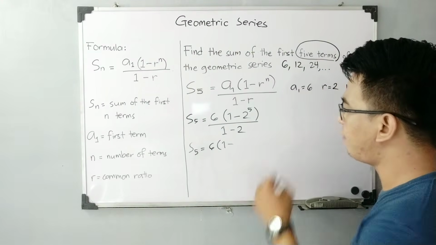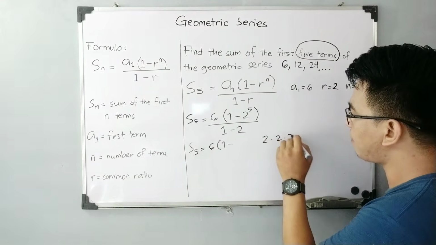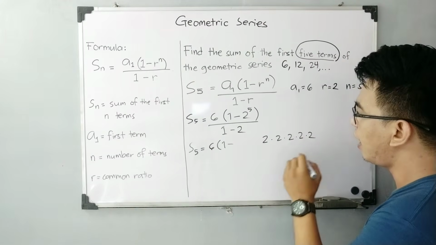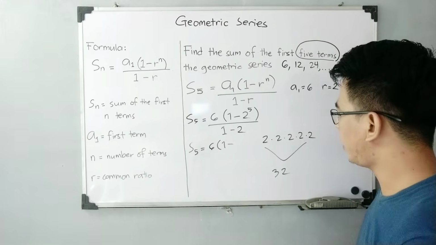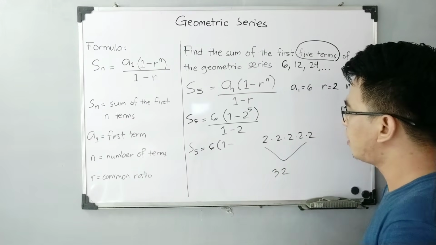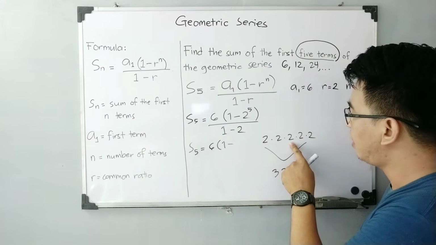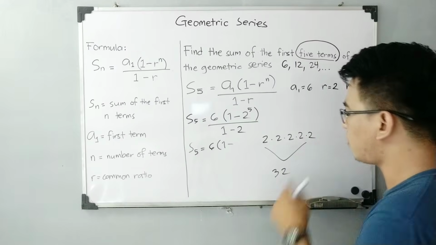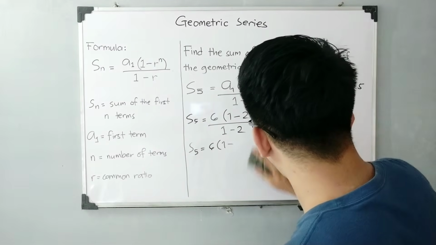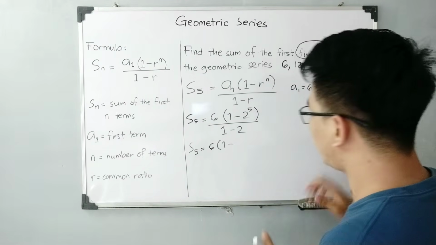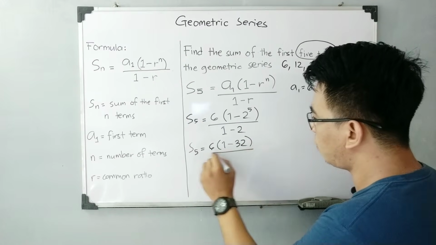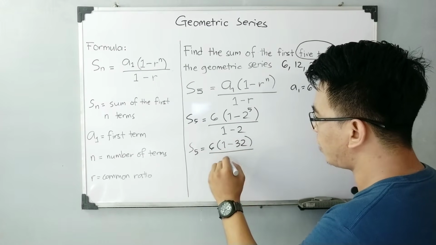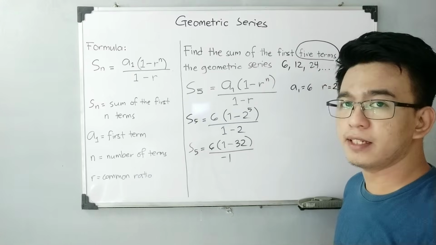Our 2 raised to 5 is the same as 2 times 2 times 2 times 2 times 2. And this is equal to 32. Okay? 2 times 2 is 4. Times 2, 8. 8 times 2 is 16. Times 2, 32. So our 2 raised to 5 is equal to 32. So that is minus 32 over 1 minus 2. That will give you negative 1.